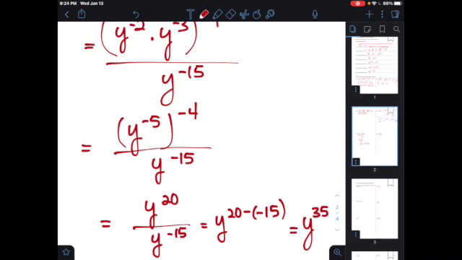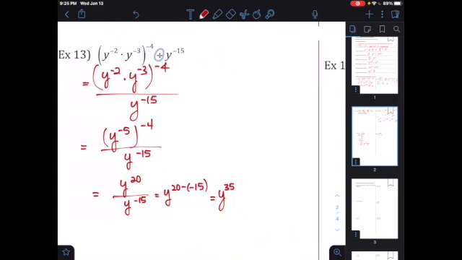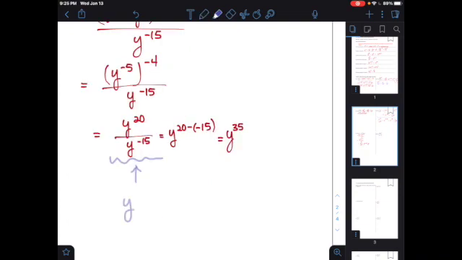Because negative is positive. That's one way you can do it. Or another way you can do it from here, you can say, I'm going to do y to the 20th, and then I'm going to flip the y to the negative 15 to the top, times y to the 15. And that's equal to y to the 35th.